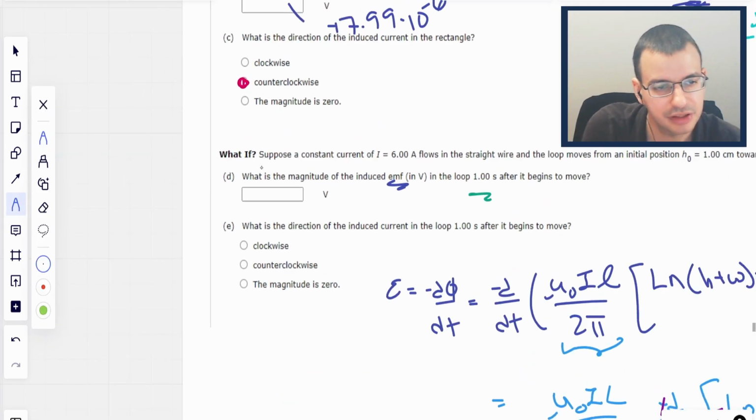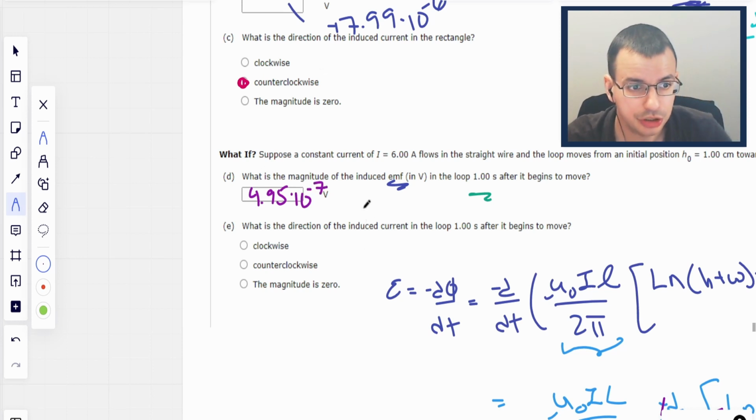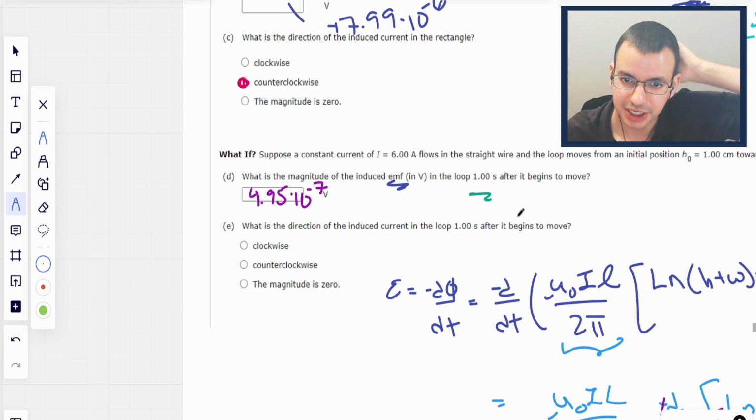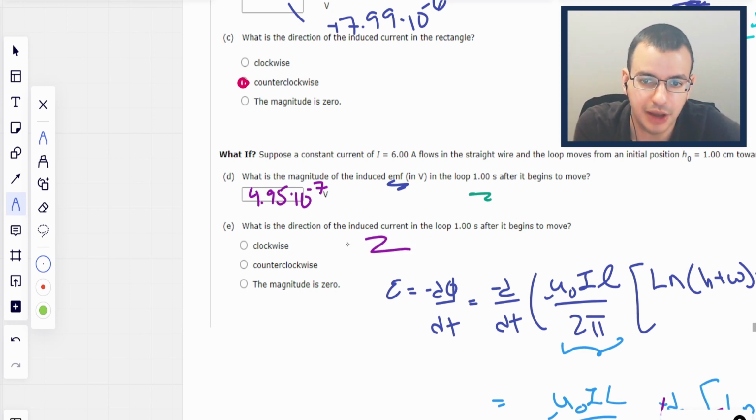4.95 times 10 to the negative 7th volts. What is the magnitude of induced EMF 1 second after it begins to move? Check. What is the direction of the induced current 1 second after it begins to move?